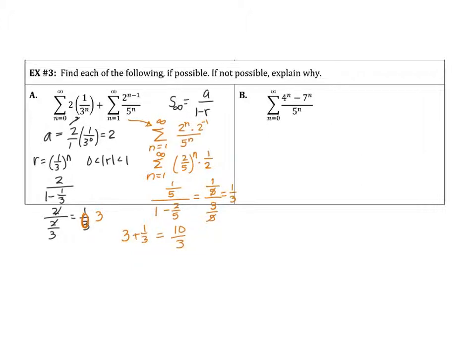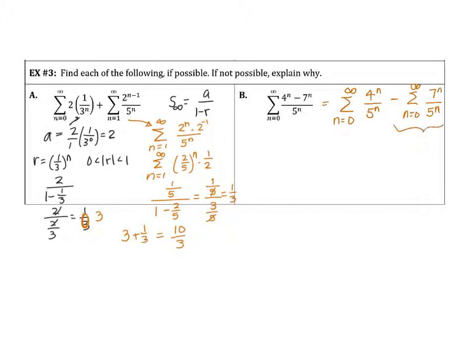All right, moving on to part B. Again, the same idea. And here we can separate this out. We're going to have the sum from n equals 0 to infinity, and we're going to decompose that fraction into 4 to the n over 5 to the n, minus the sum from n equals 0 to infinity of 7 to the nth over 5 to the nth.